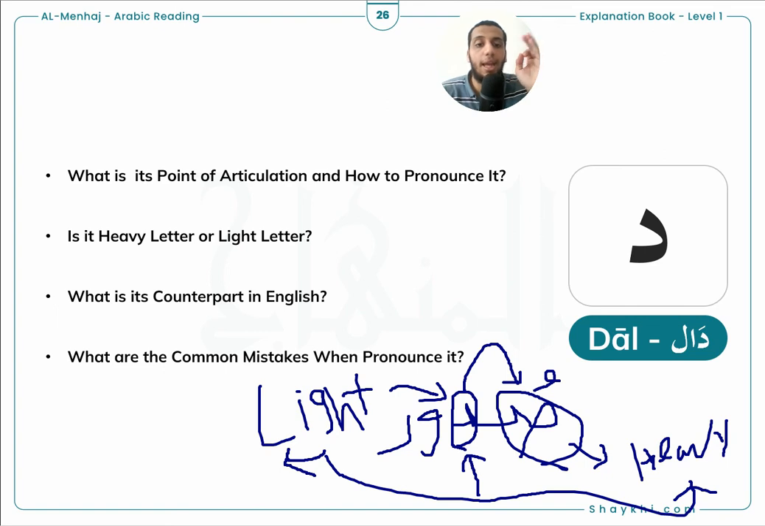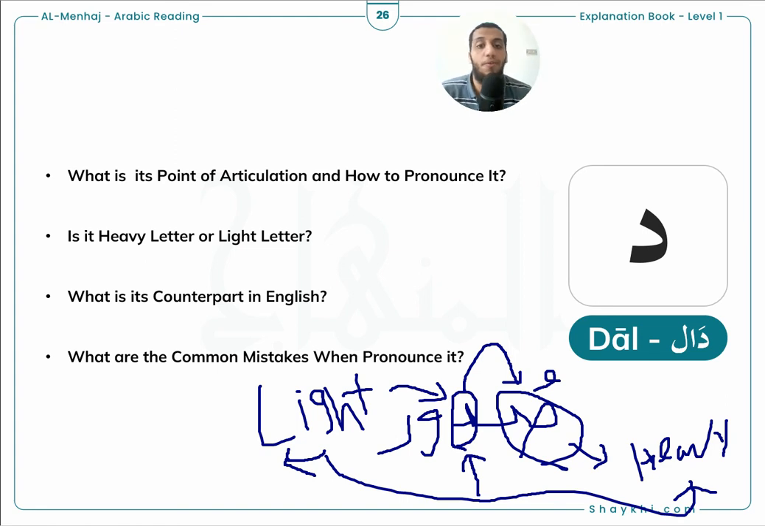Okay, so take care of making letter dal a heavy letter, especially when it comes after a heavy letter. So let's say this ayah again. Allah subhanahu wa ta'ala says, بل هو آيات بينات في صدور الذين أوتوا العلم.